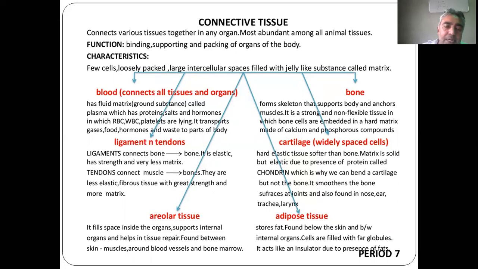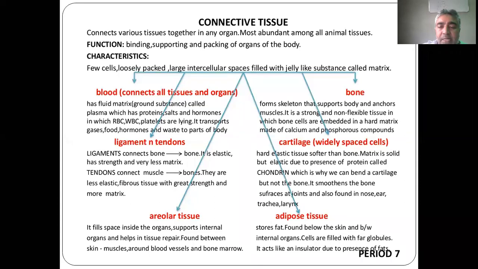After that, the ligament and tendon. Ligament connects bone to bone. It is elastic, has strength, and has very little matrix. Tendon connects muscle to bones. Tendons are less elastic, fibrous tissue with great strength and more matrix.